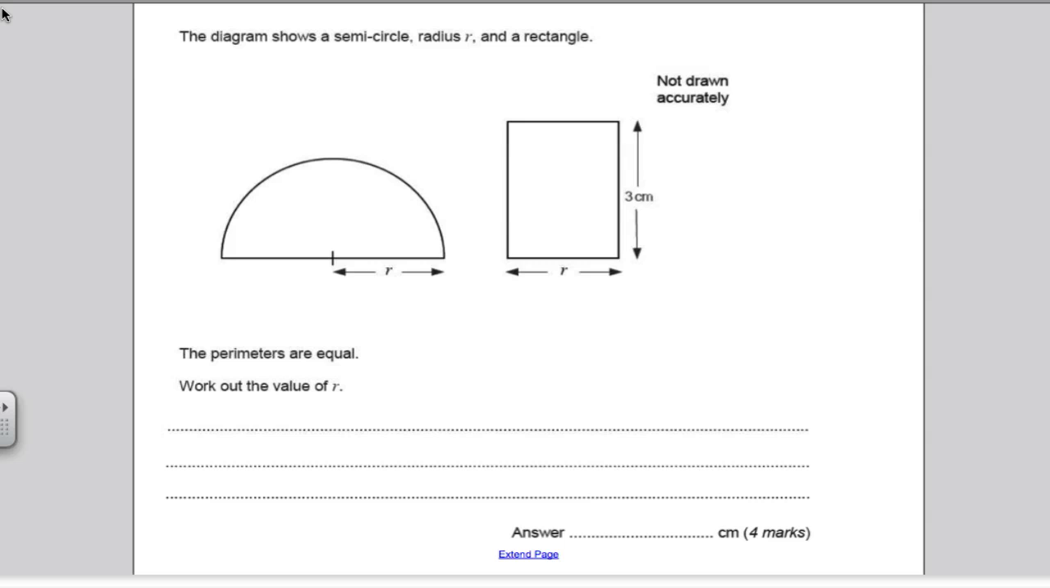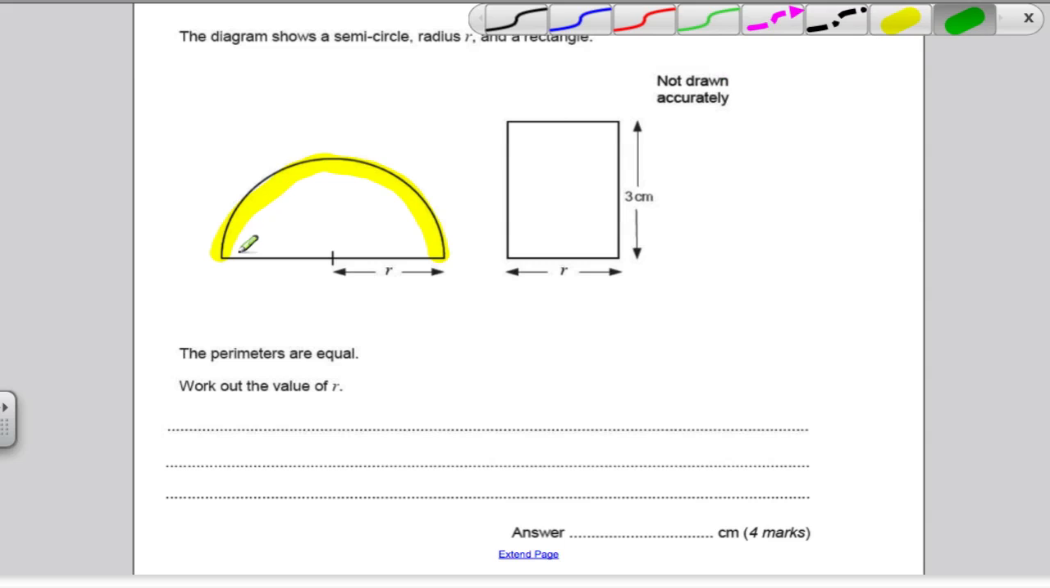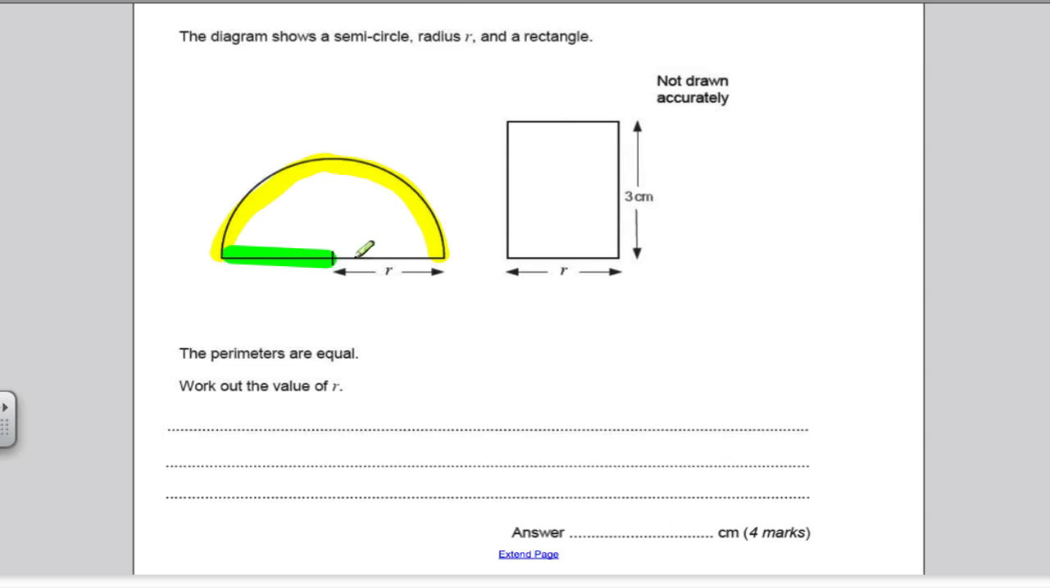Okay, it says that the diagram shows a semicircle, radius r, and a rectangle. The perimeters are equal, work out the value of r. Well, what's the perimeter of this semicircle, the whole semicircle? So that must be the curved distance, okay? But also don't forget the perimeter means you have to add on 2 of the radii, okay?